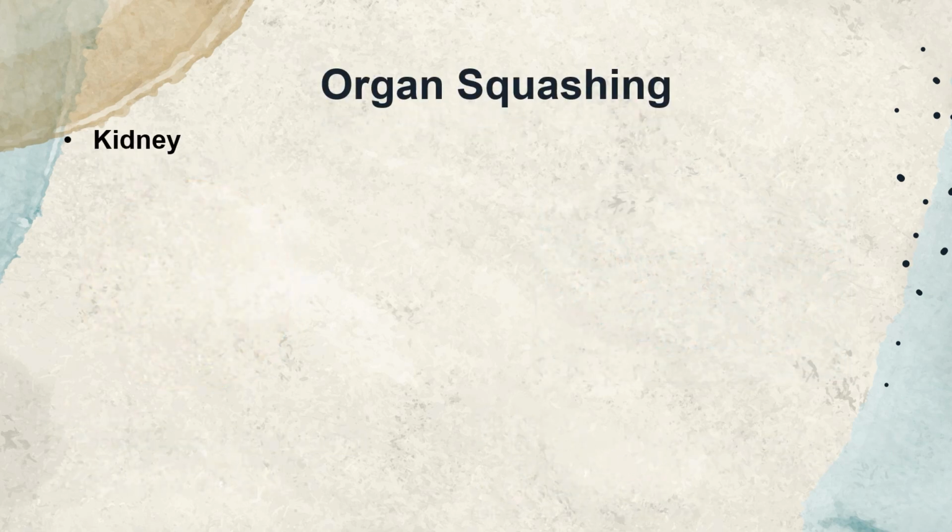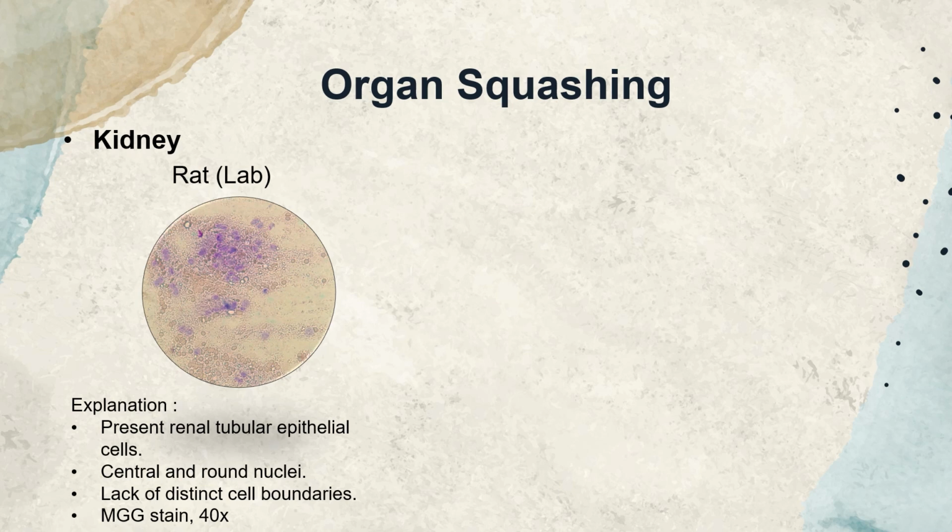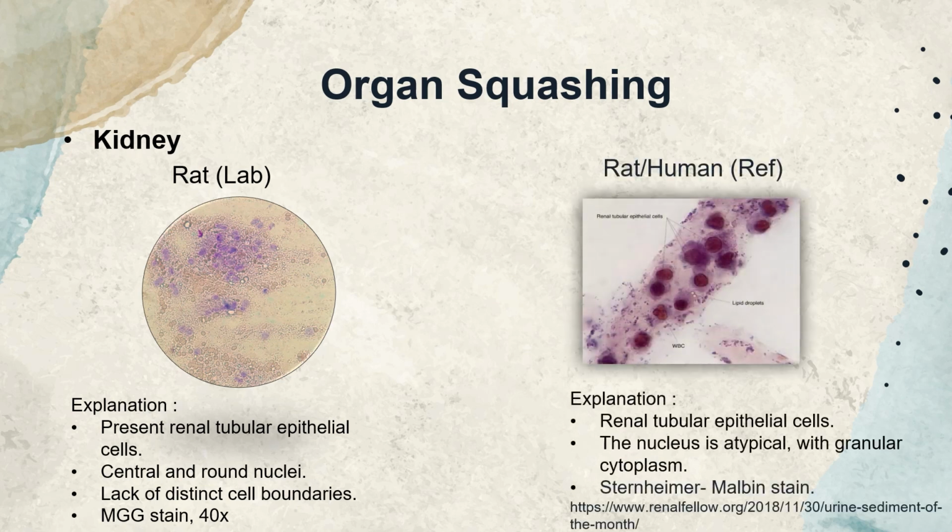Move to kidney. The picture is taken under 40 times using MGG stain. The result observed from the tissue is the presence of renal tubular epithelial cells with central and round nuclei, and a lack of distinct cell boundaries. Compared to the reference, the picture is taken using Sternheimer-Malbin stain. The nucleus is atypical, with granular cytoplasm.